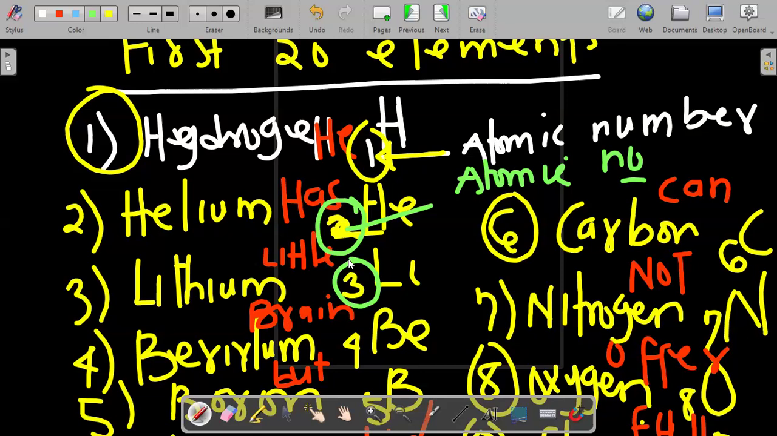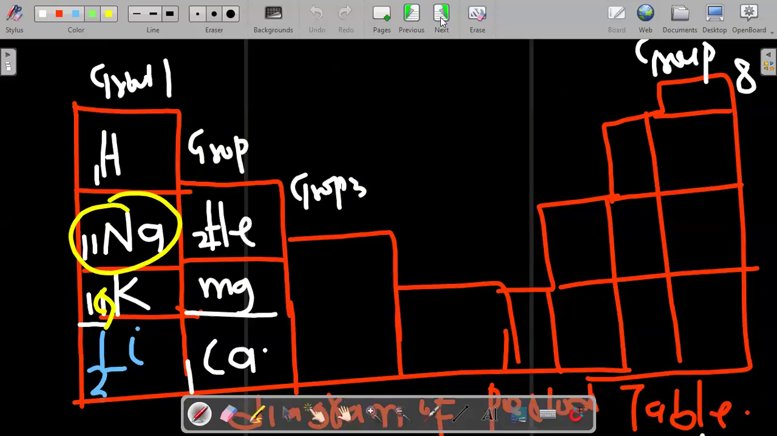But how do we know the position they will be in? To know the position, we bring the idea of electronic configuration, which is the arrangement of electrons around a shell. Then, this is the schematic diagram of the periodic table.